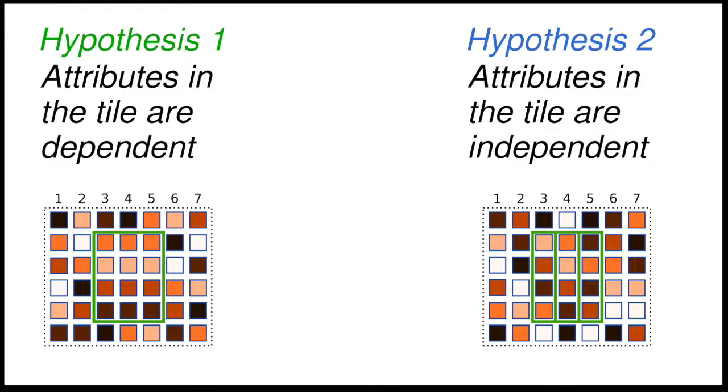In this example, hypothesis 1 is that the attributes in the tile are dependent, and hypothesis 2 is that these attributes are independent. To investigate these hypotheses, we sample datasets from the distribution corresponding to hypothesis 1, where the relations in the tile are preserved, and datasets from the distribution corresponding to hypothesis 2, where the columns in the tile are permuted independently of each other.